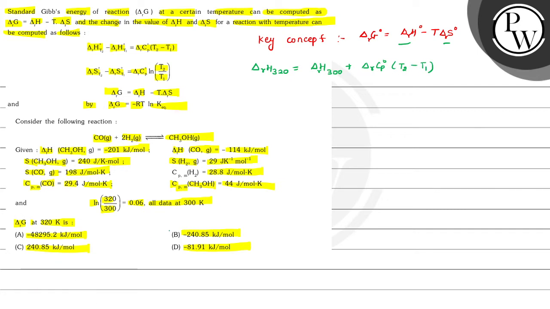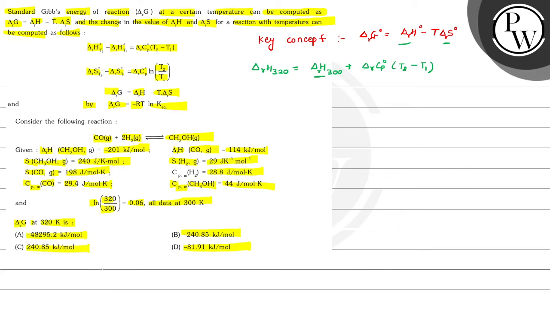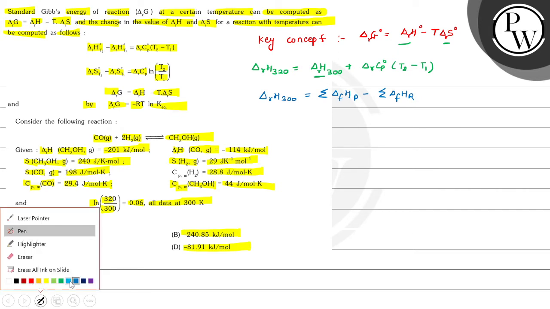Okay, now for this we have to calculate enthalpy of reaction at 300 Kelvin. So enthalpy of reaction at 300 Kelvin is equals to summation of enthalpy of formation at product side minus summation of enthalpy of formation at reactant side. Now we can substitute the values in this.